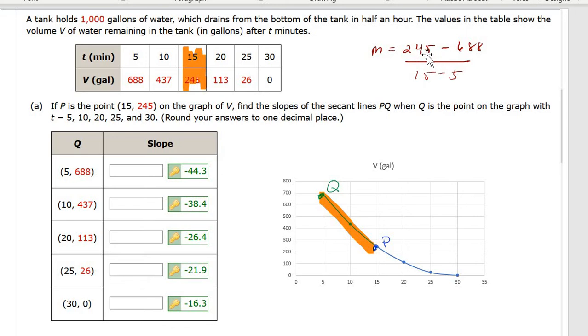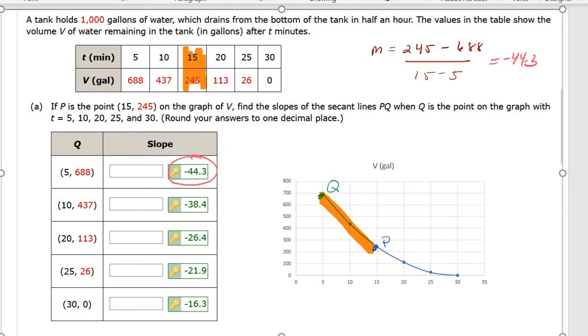So I take my Y2, which was 245, and subtract my Y1, which is 688, and take my X2, which is 15, and subtract my 5, which is my delta X. And so I get minus 44.3. That's where that comes from. And then they want you to do the same thing with the other choices of Q.